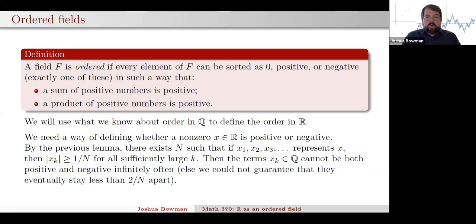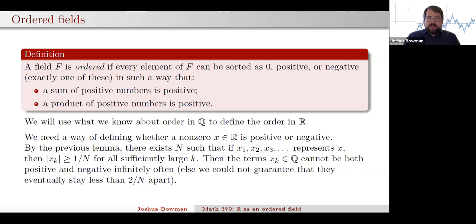A field is ordered if we can partition its elements into three sets. So there's going to be 0, and then there'll be what we call the positive elements, and then the negative elements. And this has to satisfy the property that if you add two positive numbers together, you get something positive, and if you multiply two positive numbers, you get something positive.